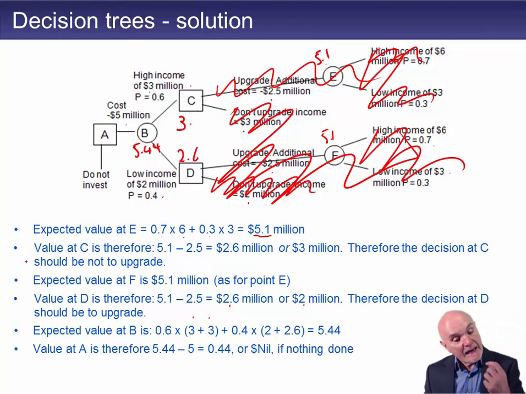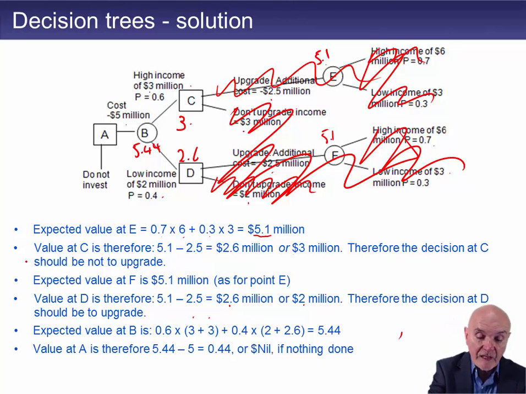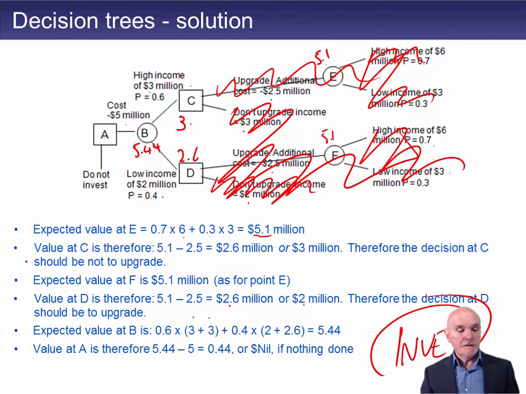So back to A now. We could do nothing, make nothing, lose nothing, or we could invest 5 million for the hope of 5.44 million. So 0.44 would be the net income coming from that. Therefore, invest. This is going to say invest. Getting 0.44 is better than getting nothing.